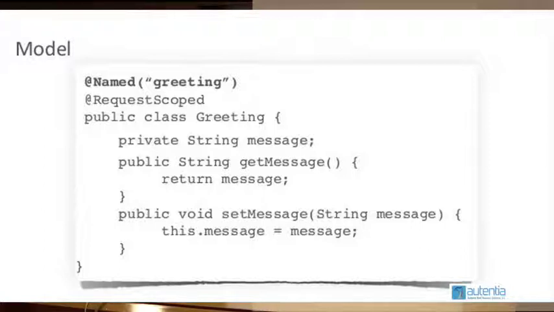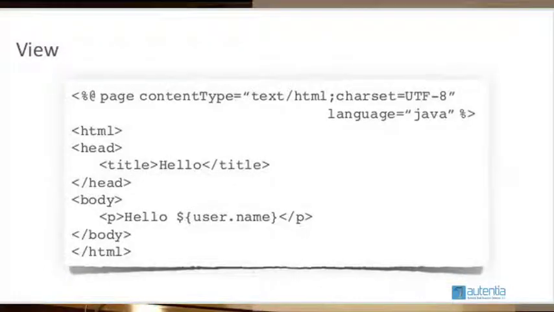For the view, as I said, out of the box we do support facelet and GSP. So this is a facelet. In this case, we are using expression language, which is part of the platform, to basically bind the view to the model. So we would like to use the greeting message from the model through CDI in this case. This is a GSP view, again using EL. This is a FreeMarker based view.